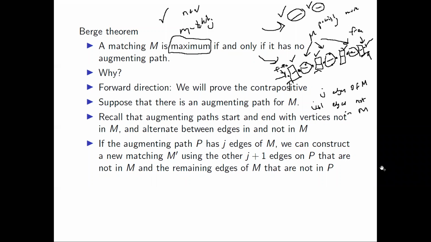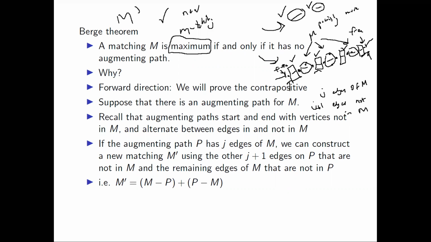And another way we can write this, we can use a symmetric difference to write this new matching. So the new matching, I use a check mark to denote it. We'll call it M prime, the new matching. And we can write M prime as this symmetric difference. So we take the old matching M minus the augmenting path plus the augmenting path minus the old matching.